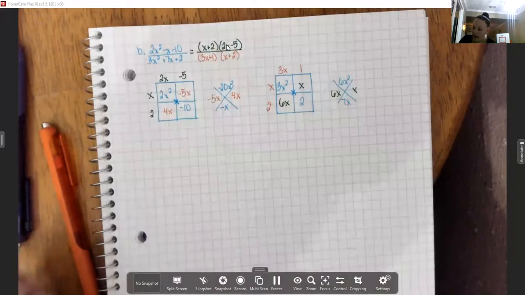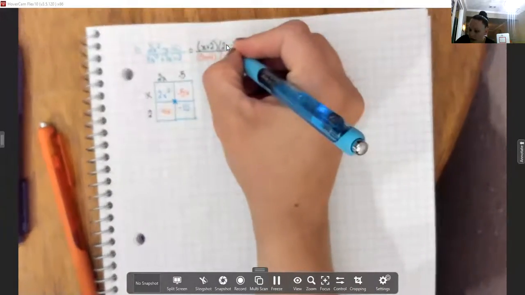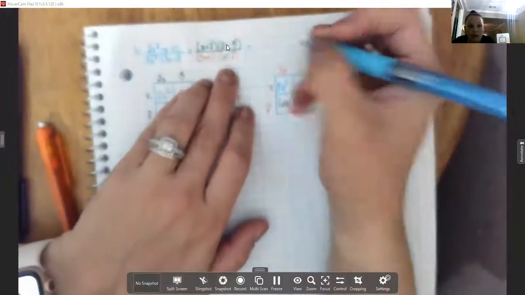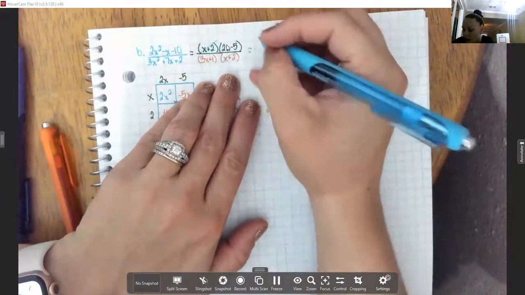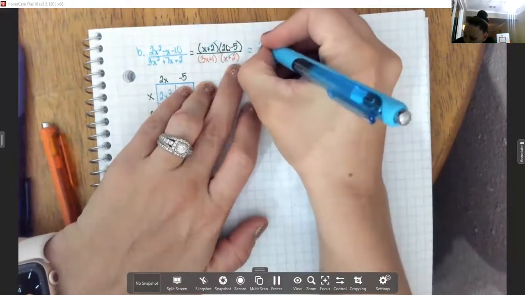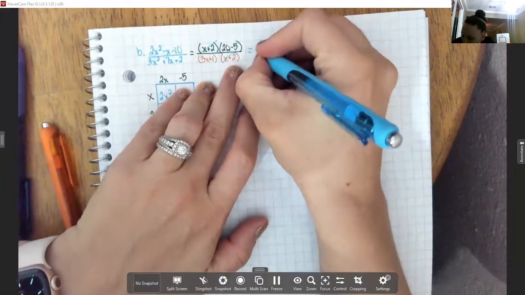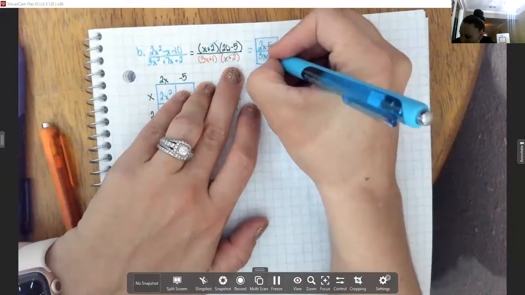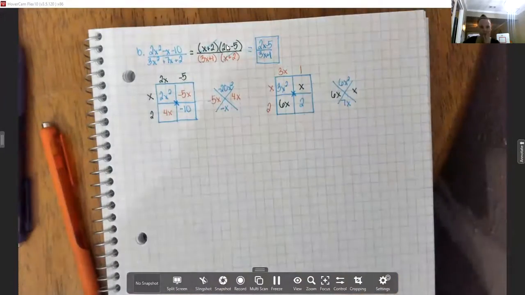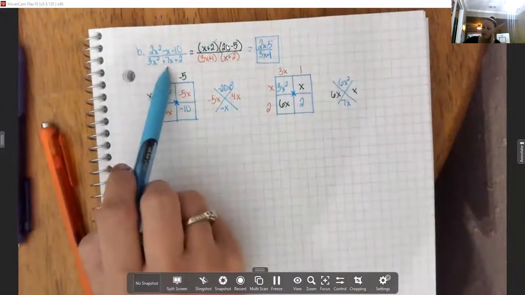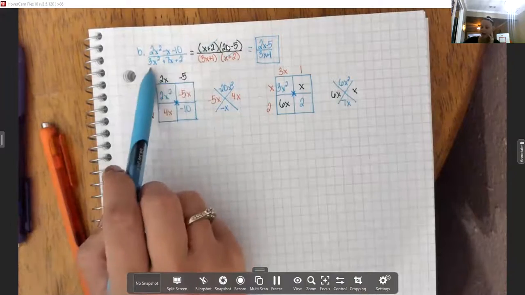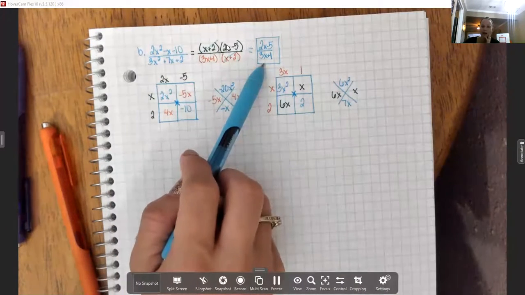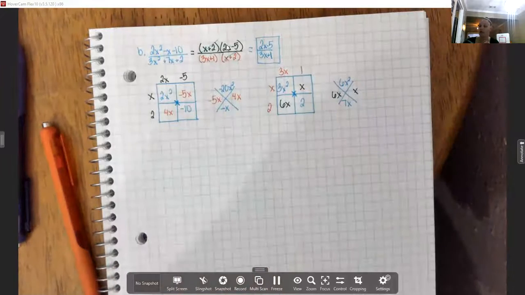So we see that there's x plus 2 in our numerator and denominator. Those simplify by crossing out, they make a big 1. They divide out. So 2x minus 5 divided by 3x plus 1. So this 2x squared minus x minus 10 all divided by 3x squared plus 7x plus 2 simplifies to 2x minus 5 divided by 3x plus 1.